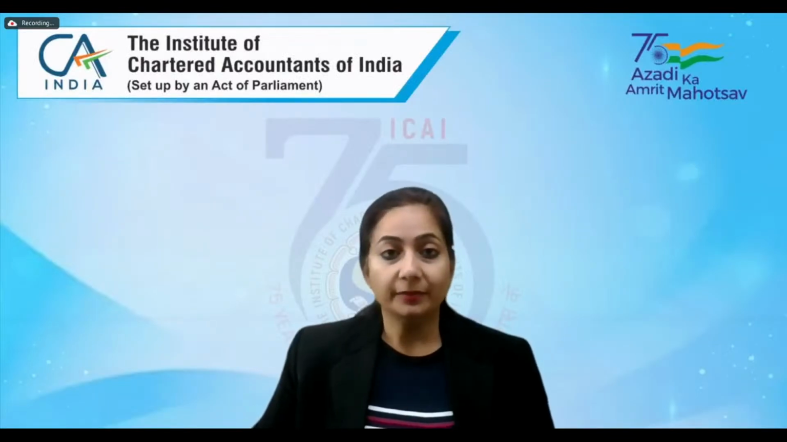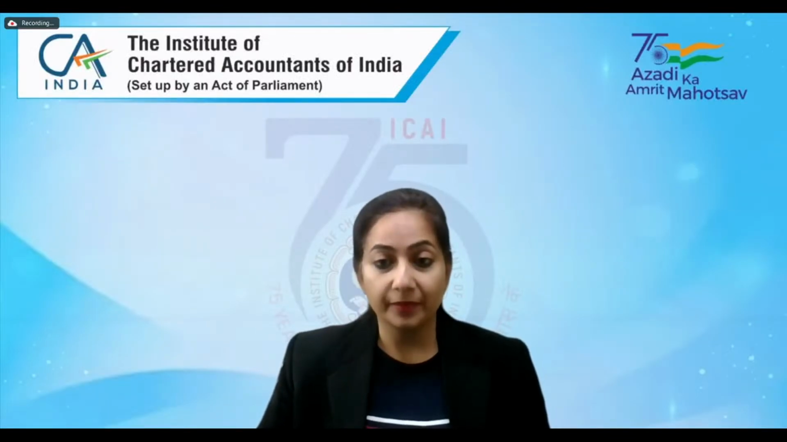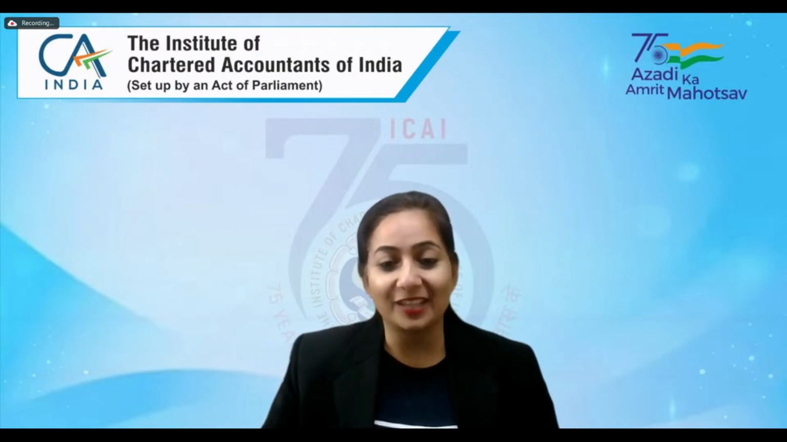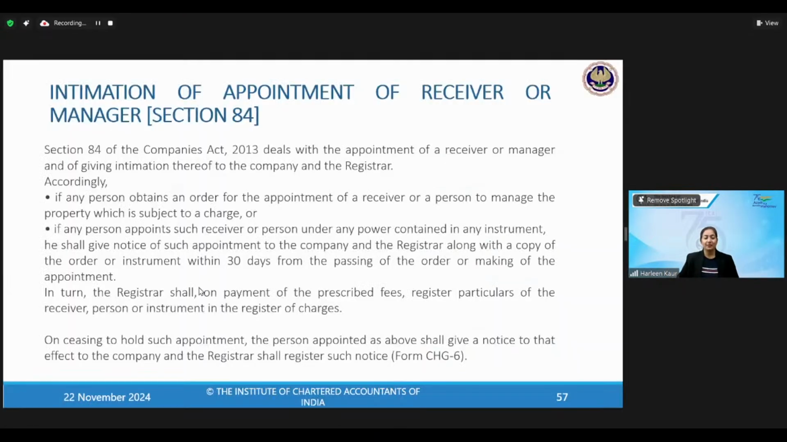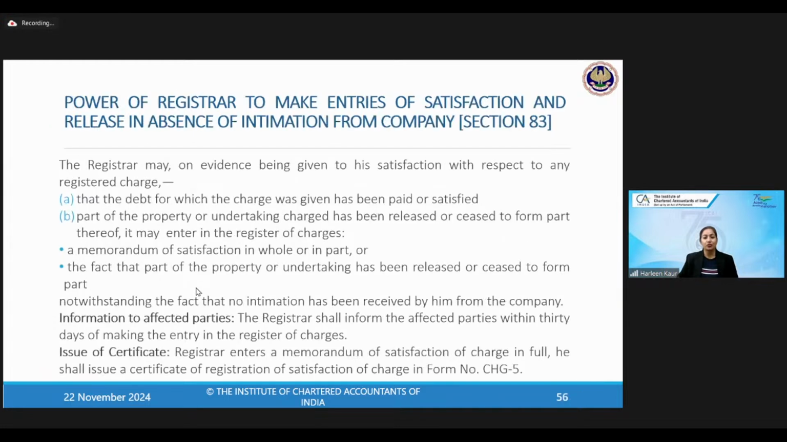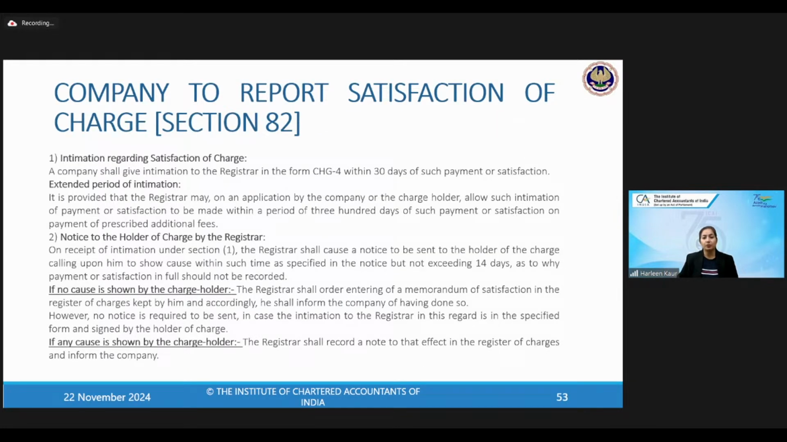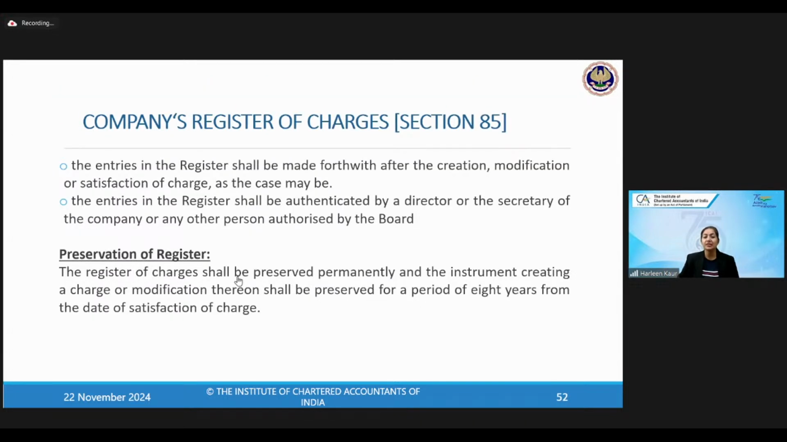All right, everyone, welcome back. Let's proceed towards the second last topic for the day today, that is satisfaction of charges. Any doubts still here, children? Is everybody clear about the preservation of register of members and register of charges, and for how long we need to keep the instrument deeds and modifications? For the period of 8 years, but the register will be maintained permanently.